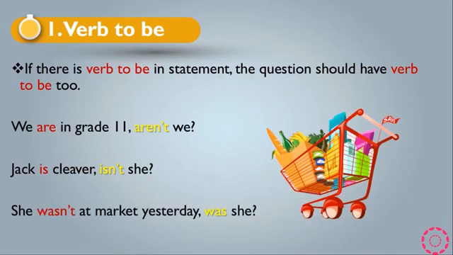After that, we have another example. She wasn't at the market yesterday, was she? As you see, this sentence is negative, but the question tag should be positive, because we said if the sentence is negative, the question tag should be positive. So it became was she. We simply remove the not in wasn't, and it became was, and we rewrite the subject of the sentence, which is she. So it became, she wasn't at the market yesterday, was she?